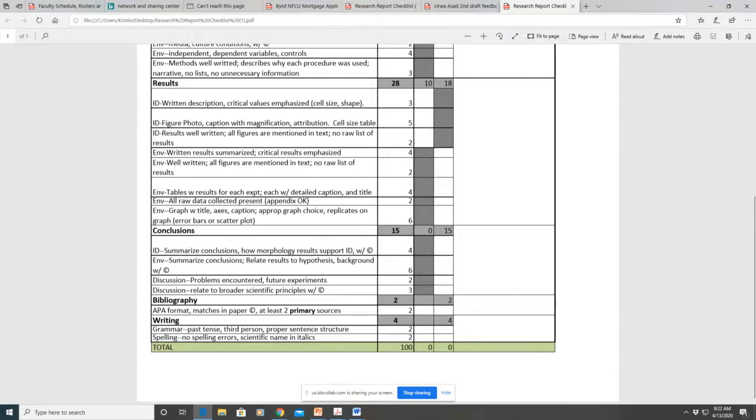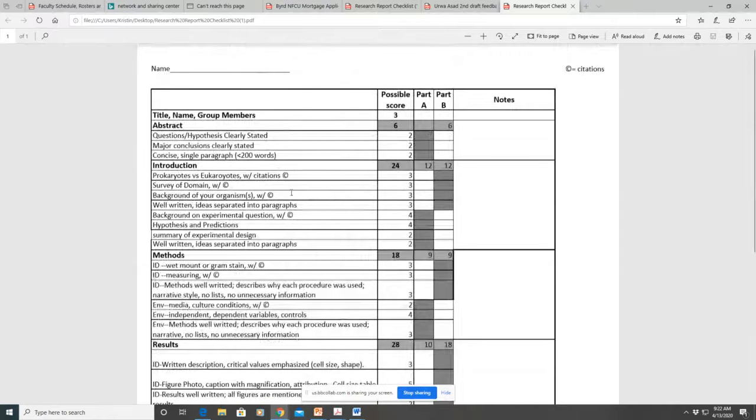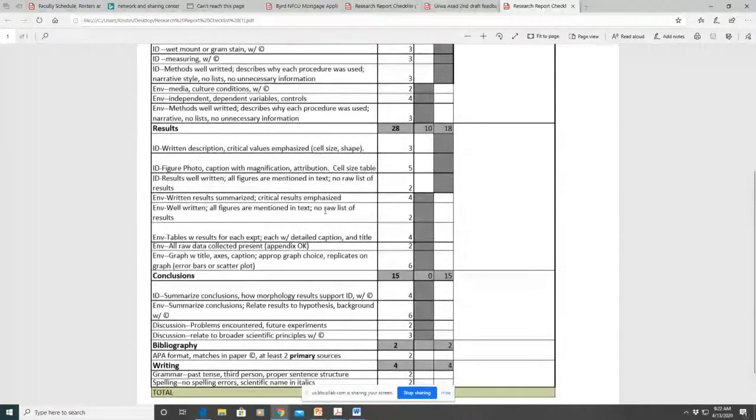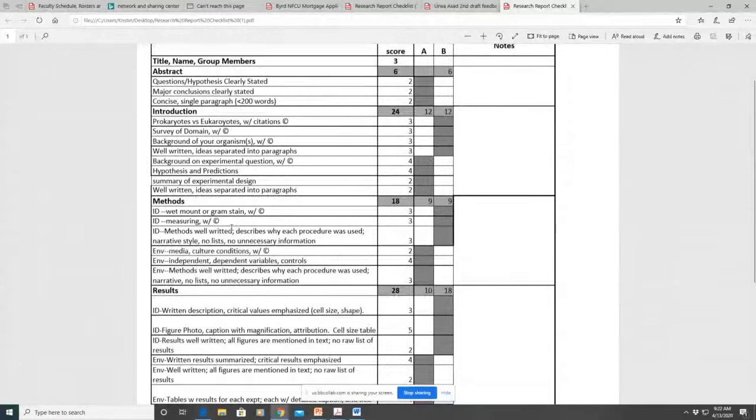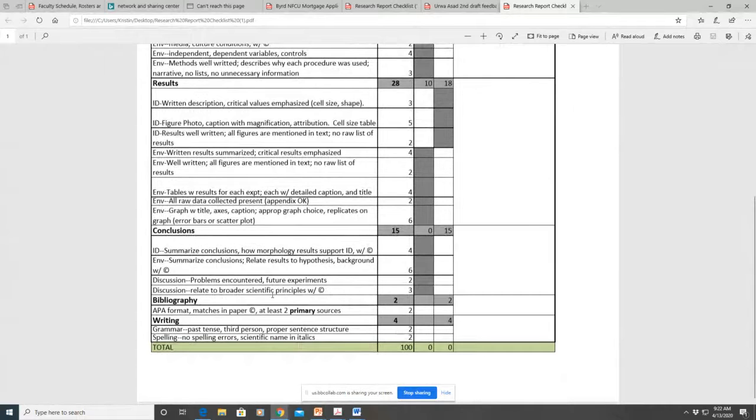So I'm looking for citations in the discussion conclusions. I'm looking for citations in the introduction. Those are the 2 places. If you don't have citations in the methods, I don't take off points, but I do if you don't have it in the introduction or the conclusions.